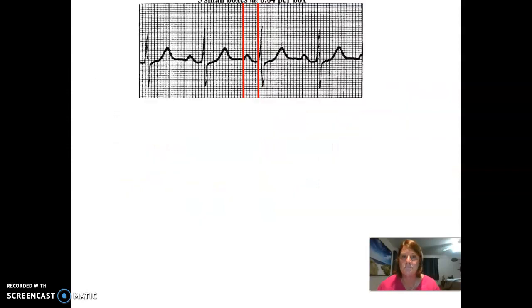So in this example here, again, you see the big boxes here, and inside each big box is 5 little baby boxes. So from the beginning of the P wave to the beginning of my QRS complex, I count how many little boxes I have. 1, 2, 3, 4, looks like 5 here, 5 small boxes, times 0.04, this one would be 0.20.